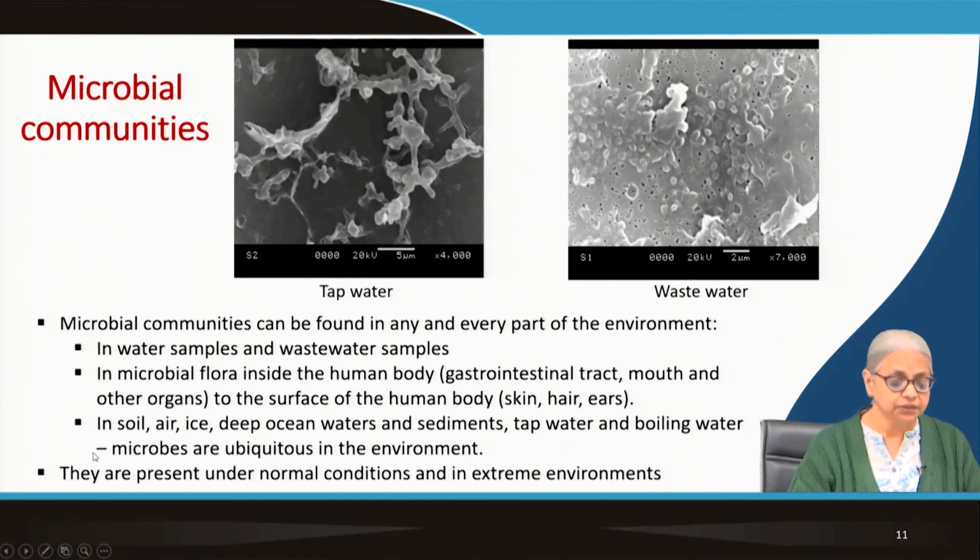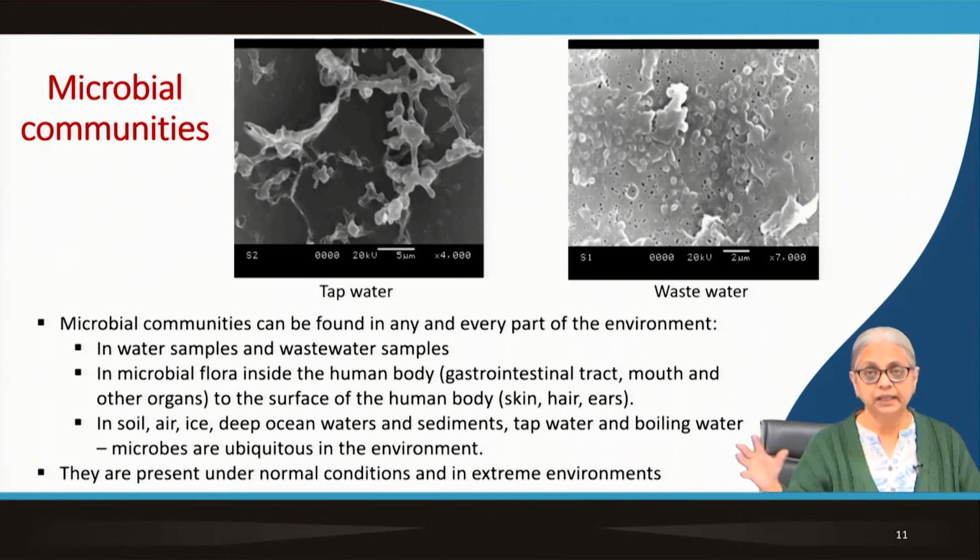I've already mentioned that they exist in soil, air, ice, deep ocean water, sediment, even boiling water. We normally think that boiling water is sterile water. Under normal conditions, which is what we are dealing with, that would be true. But if you go to, let's say, a hot water spring where the temperature is higher than 100 degrees, and you imagine that no microbes can survive over there, wrong again. You will find microbes that have adapted themselves to boiling water temperatures. They are not the kind of bacteria that will exist in tap water. They are a different species of bacteria that have adapted themselves and remain viable in those conditions.